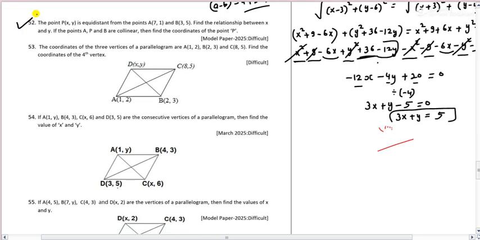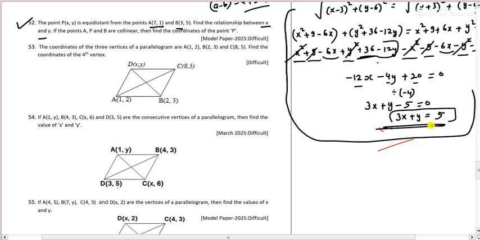So question number 52. It is again similar. See, the point P x y is equidistant from A and B. Find the relationship between x y. So this is the first question. So you will get this. Similarly, you will get one equation like this. Now, next question is, if the points A, B, P are collinear, then find the coordinates of P. Okay, they are collinear. If I write here A, B, and P will come in the middle. Correct?